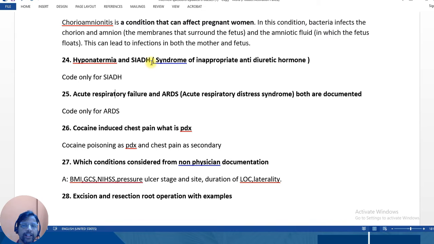Next one, acute respiratory failure and ARDS, acute respiratory distress syndrome. Both are documented in the documentation. How do we code? Here we need to code only ARDS. We will not code acute respiratory failure.